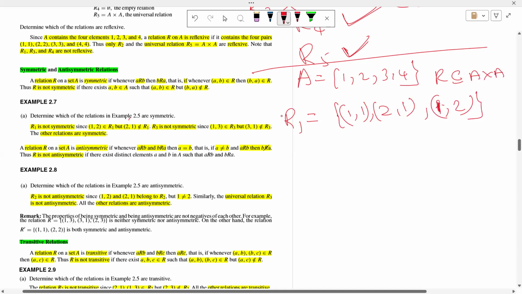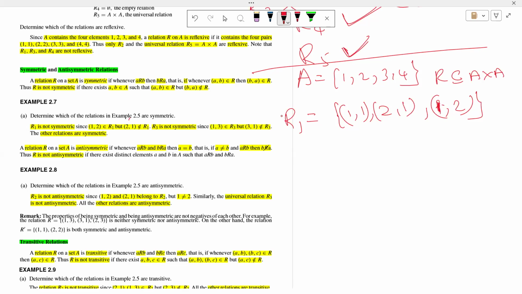This is symmetric. Why? The first element, that is also a comma b, b comma a is also there. 2 comma 1, so the opposite form 1 comma 2 is there. So this is symmetric. So R1 is symmetric, right?